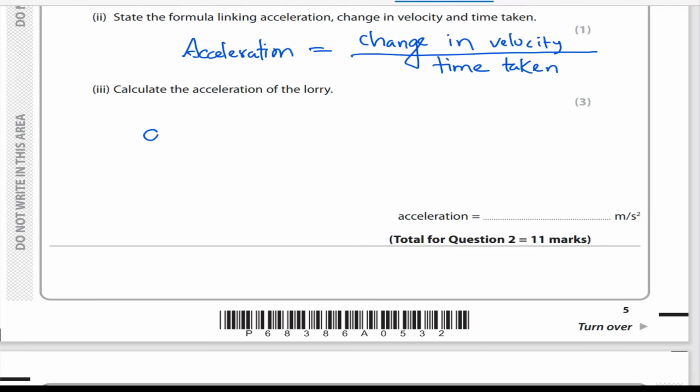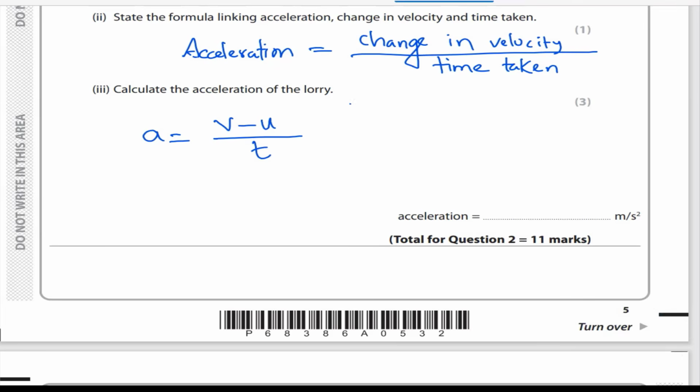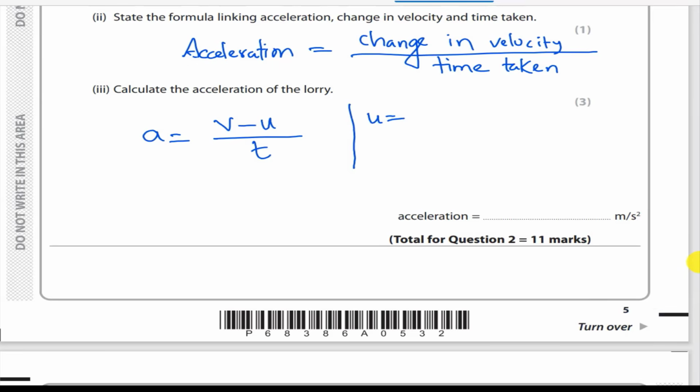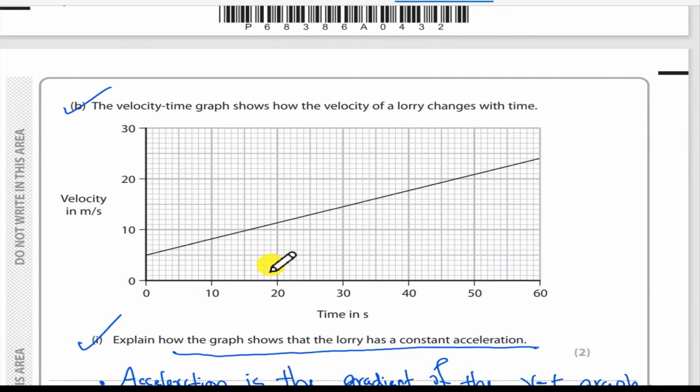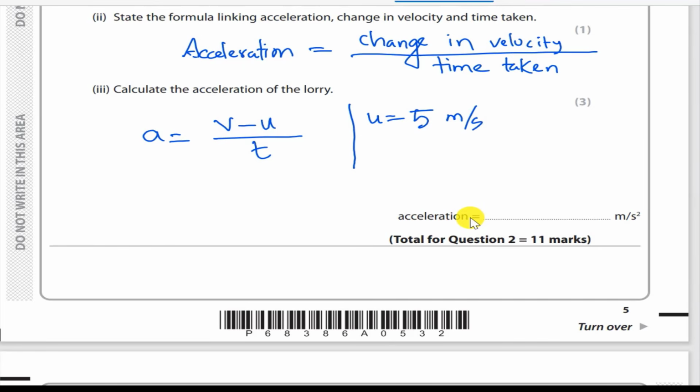We know acceleration A equal to V minus U divided by T. Here V is the final velocity, U is the initial velocity, and T is the time. Look at the graph. Initial velocity is 5 meter per second and final velocity is 24 meter per second.